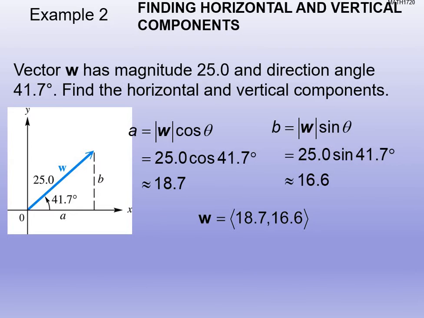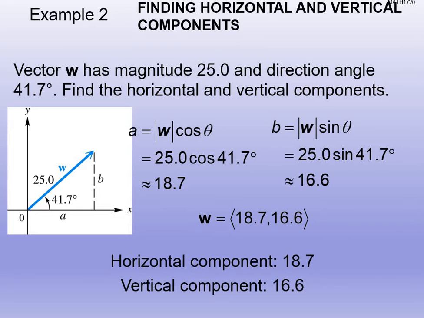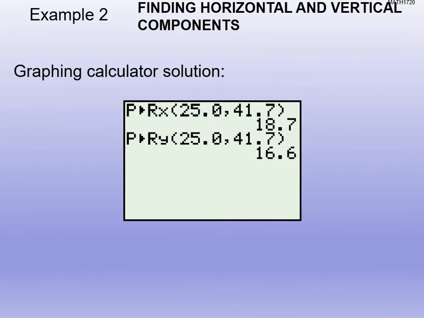All right, and then we write the final solution in vector form here. So it's going to be 18.7 comma 16.6. So our solution is going to look like that. Horizontal component, then vertical component. Okay, very simple. I think you guys can easily get the hang of this one.